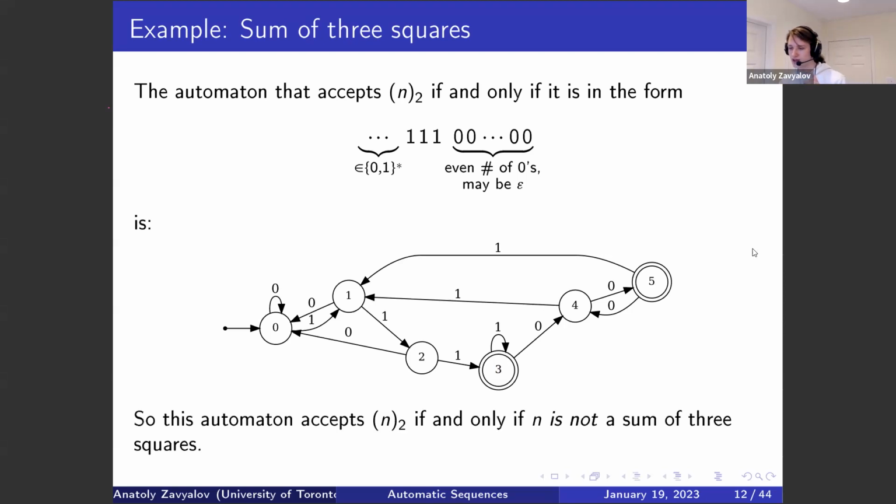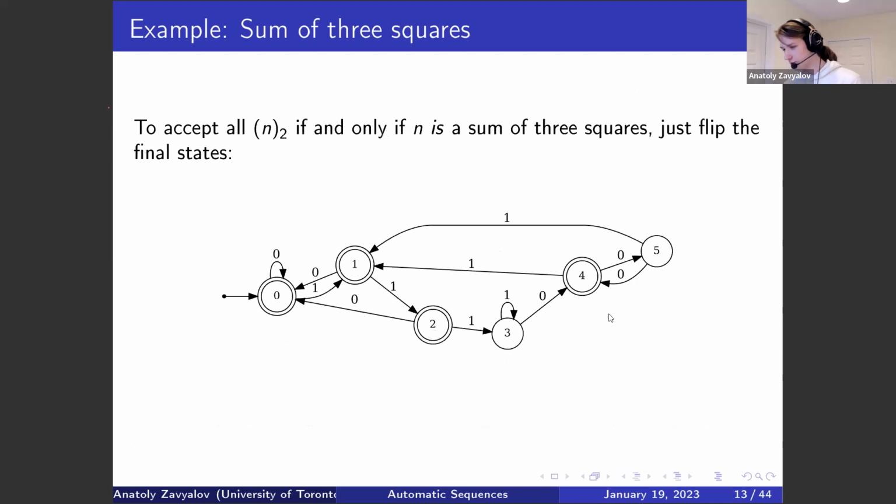But remember that it's of this form if n is not a sum of 3 squares. So we want an automaton that accepts if it is a sum of 3 squares. So we want to flip this around. What we're going to do is say everything that is an accepting state is no longer an accepting state, and everything that is not an accepting state becomes an accepting state. So that's exactly what we do. And this automaton will read in a binary representation of n and accept if and only if n is a sum of 3 squares.